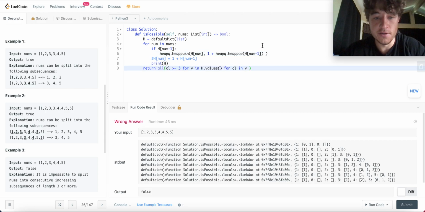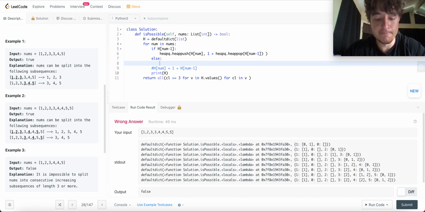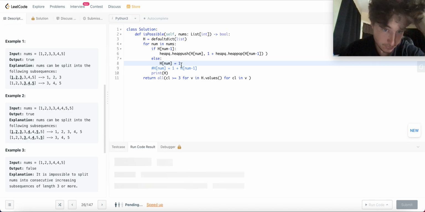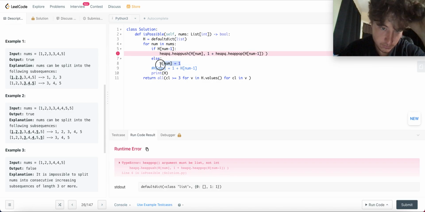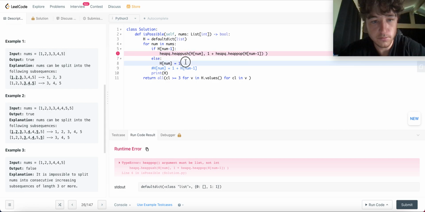We don't need the CL0 anymore. If there isn't an h of num minus 1, then we just say h of num equals num. Wait, 1. Right, because there's one thing. If there is no h of num minus 1. Ugh. It's always this stuff, man.